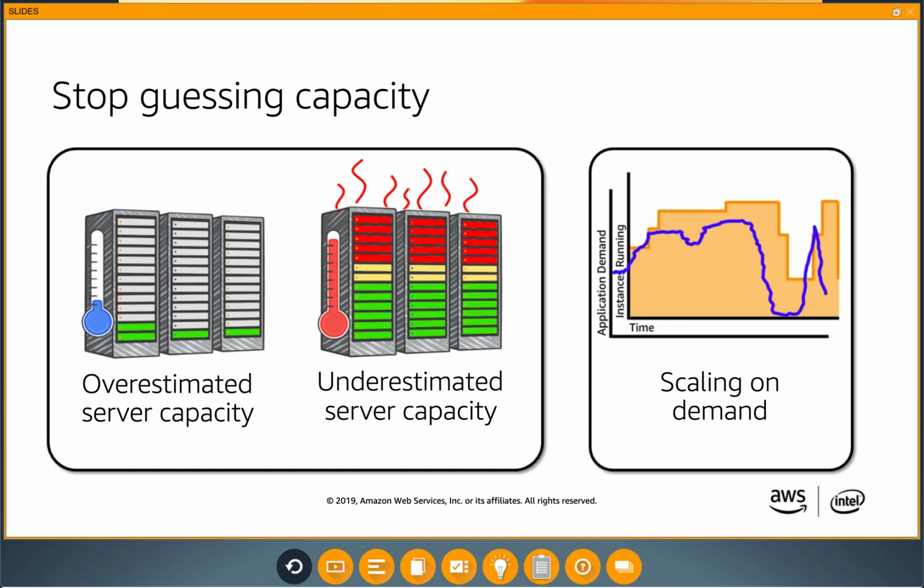With AWS Cloud, we can provision just the capacity that we need. If we need more, we can get more. If we have too much, we can get rid of it. No more issues with limited capacity or excess spend.